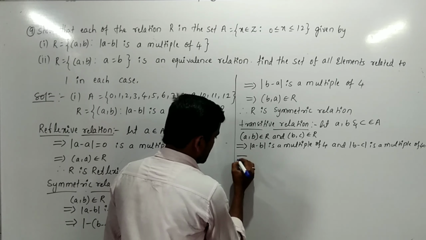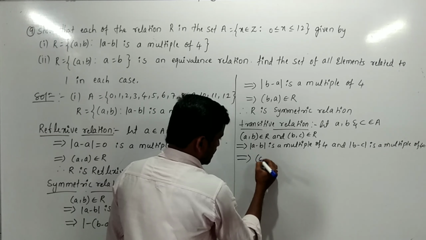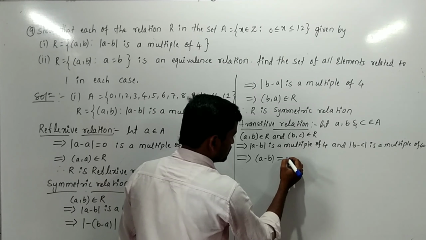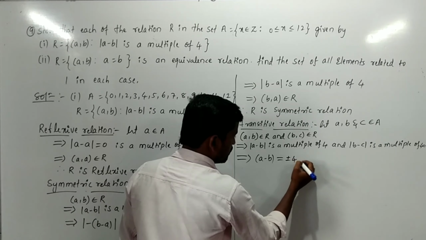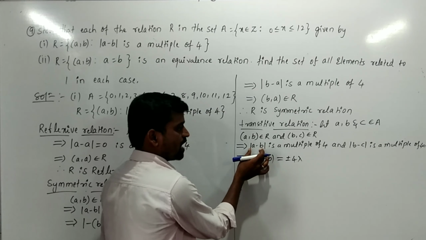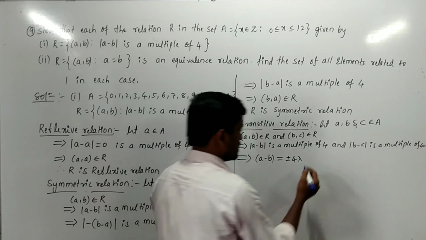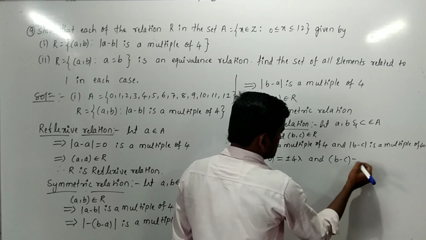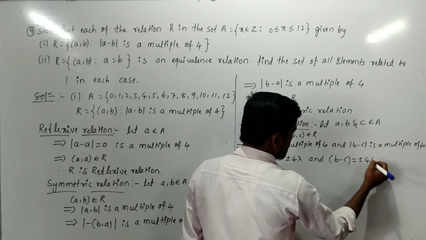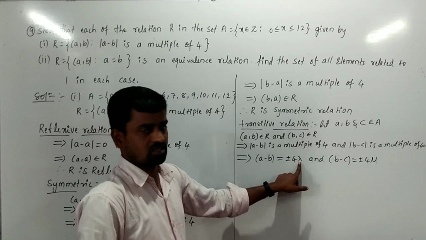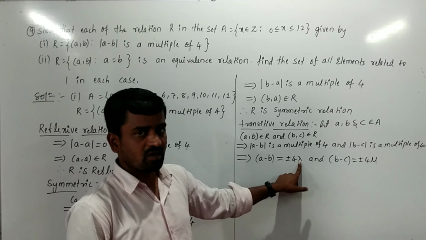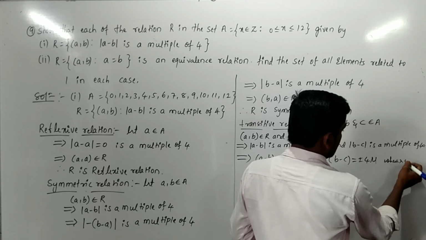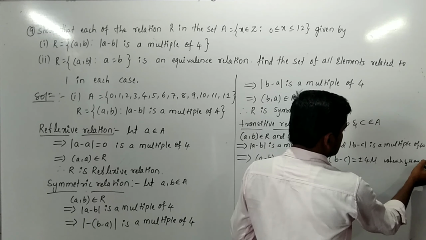Then here implies a minus b is a multiple of 4, with a minus b equal to plus or minus 4 lambda. This lambda, take to RHS, plus or minus. And b minus c is equal to plus or minus a multiple of 4, with your constant, multiple of 4 mu, where lambda and mu are constants.